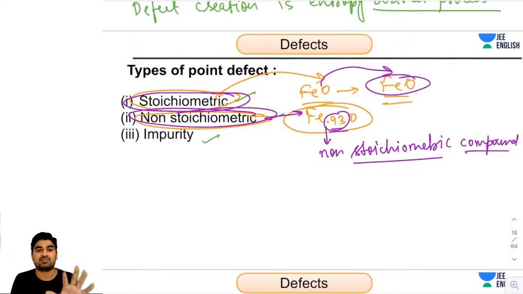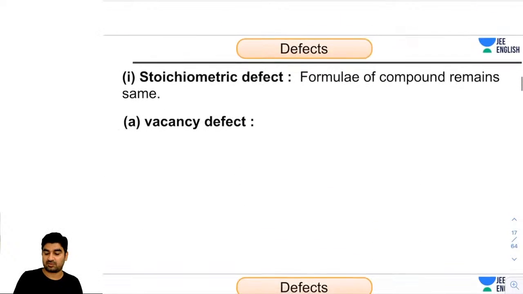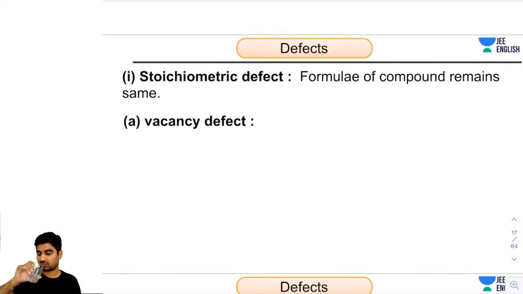And what is impurity? Impurity you can easily understand. If you are adding some foreign substance, some external substance, then that defect will be called impurity defect. So now I will be taking all the defects in detail. And guys, please ask me if you have any doubt.